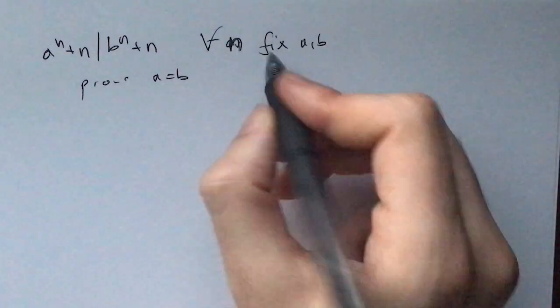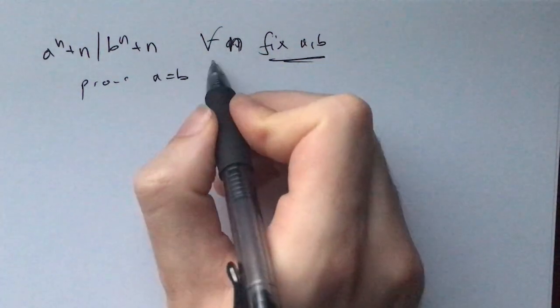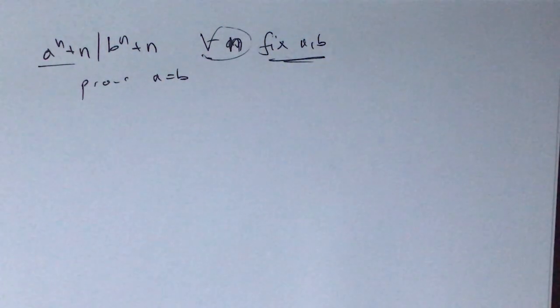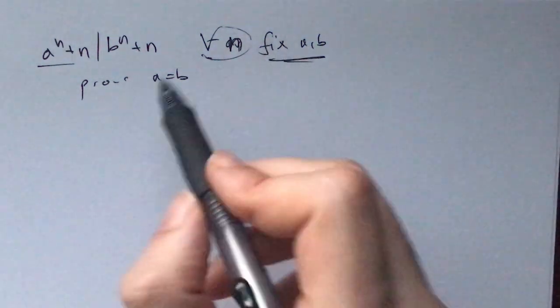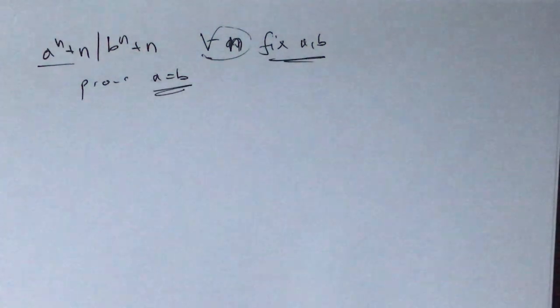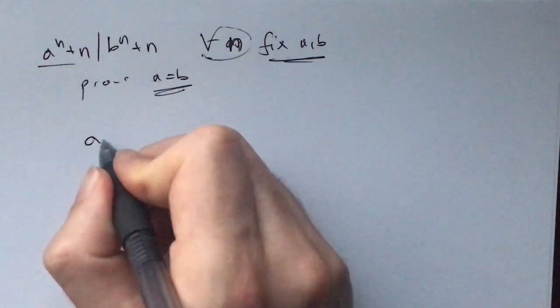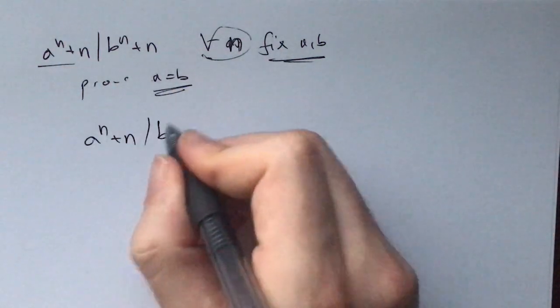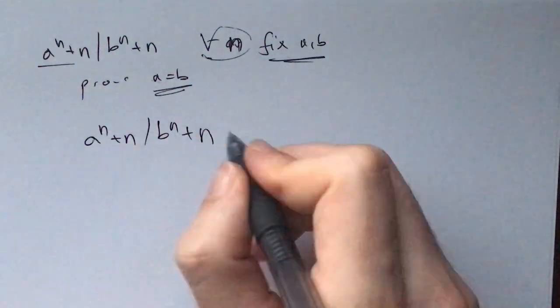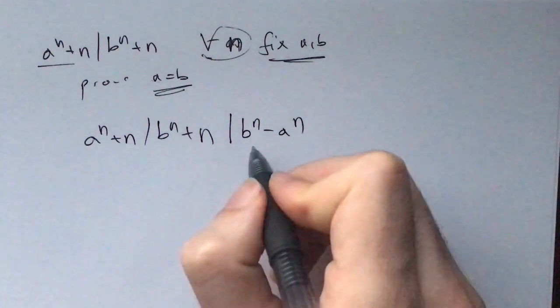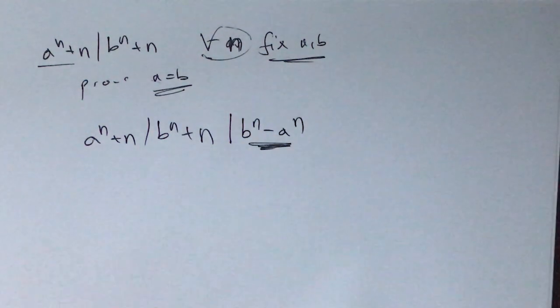So the problem states we have fixed integers a and b, and for every single n we have a to the n plus n divides b to the n plus n, and we must prove that this implies that a is equal to b. Now, when you try problems that are difficult, or problems in general, one of the patterns that you're going to think of, and I'm writing this down because this needs to be equal to 0, if the problem is true.